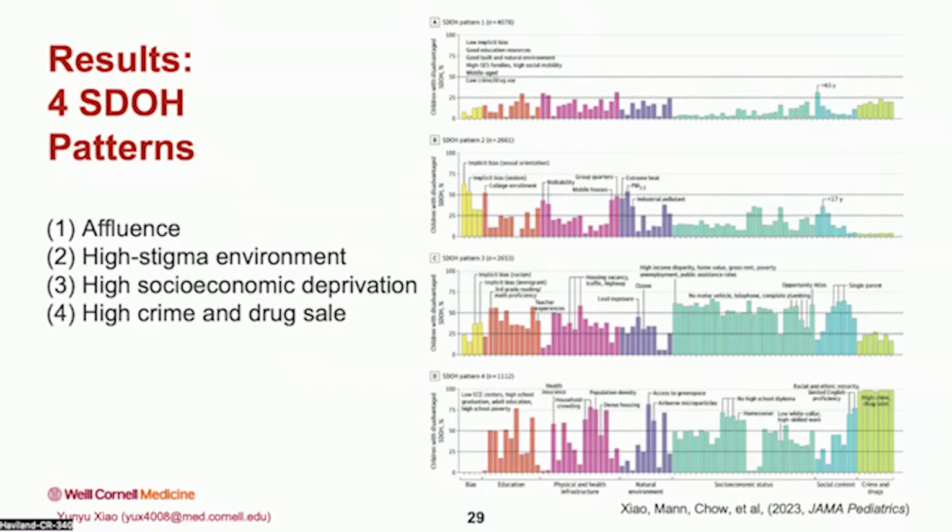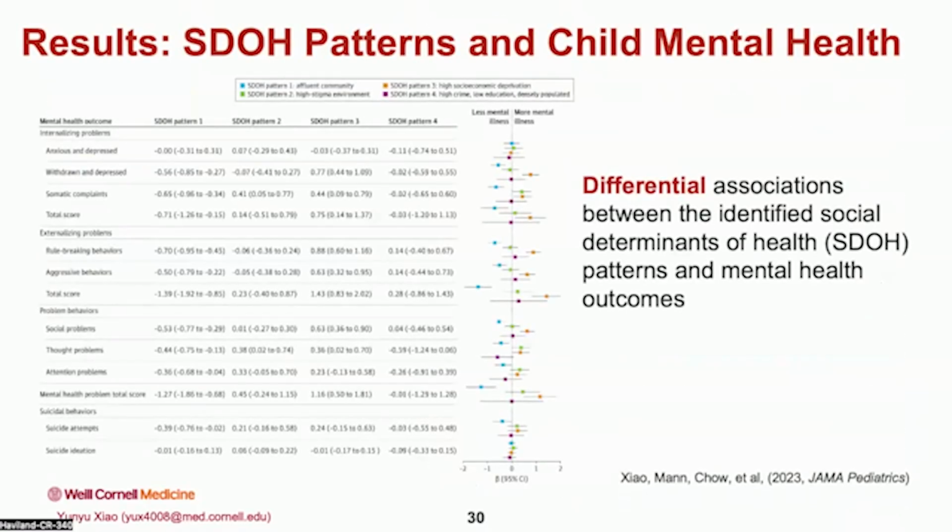Finally, the fourth group is also doing relatively badly in terms of socioeconomic status. But look at the final part of the green area, which is crime and drugs. It is super high. So they have high crime and high drug sales. And why is that important? We have a lot of outcomes, but one of the key messages is that these different groups are differently associated with different mental health variables: internalizing problems and externalizing problems, problem behaviors, mental health scores, and suicidal ideation and behaviors.